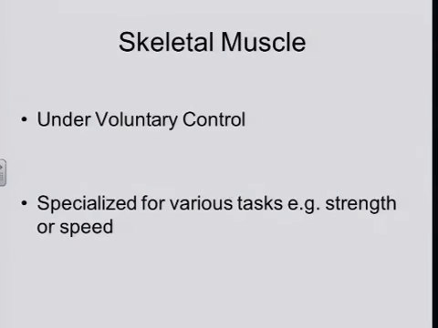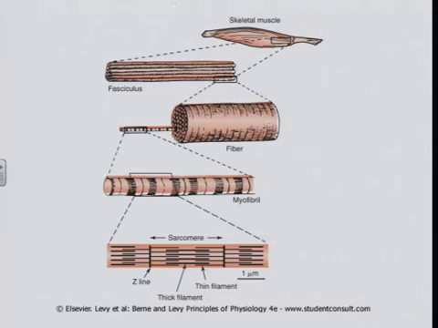So, you know, you have the white meat on a chicken. That's really designed for flight, high energy output very quickly. And you have the darker meat for running, sort of a very different sort of task, requiring different levels of strength and different oxygen consumptions. But the basic organization of all skeletal muscle is sort of the same.